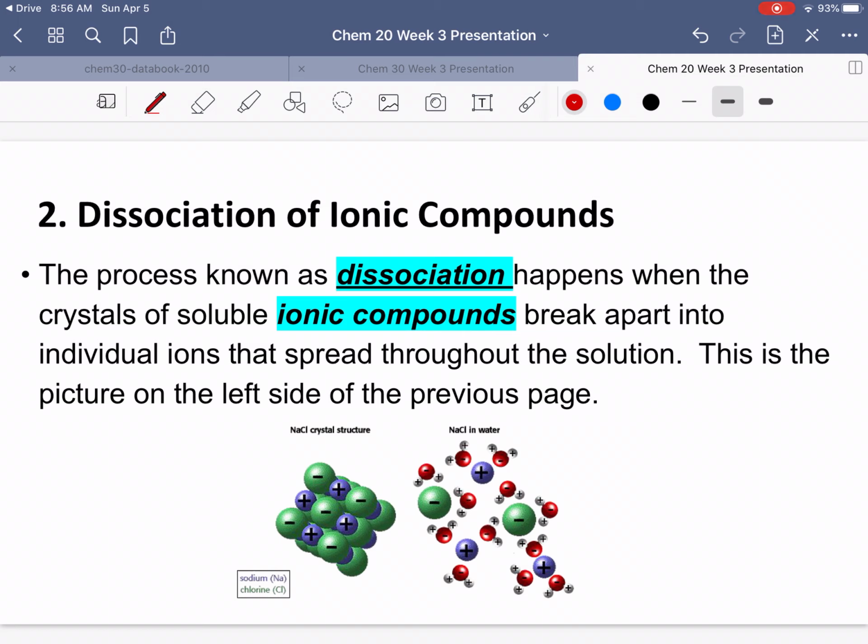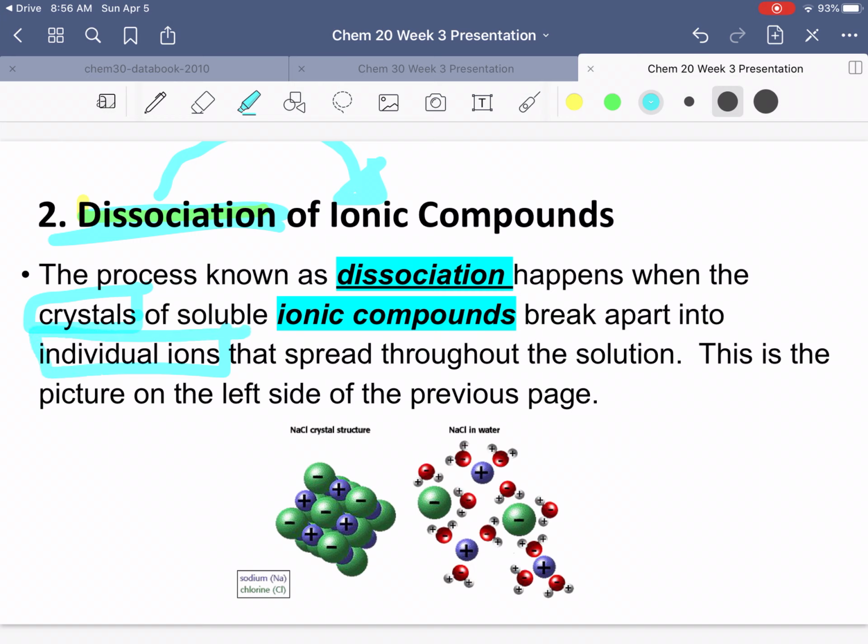Dissociation. Alrighty, when we deal with dissociation, then we have a scenario where this is ionic compounds. Okay, now dissociation is when we have those crystal lattice shapes, and the crystal lattice shape of the ionic compounds splits, this is key, into individual ions.